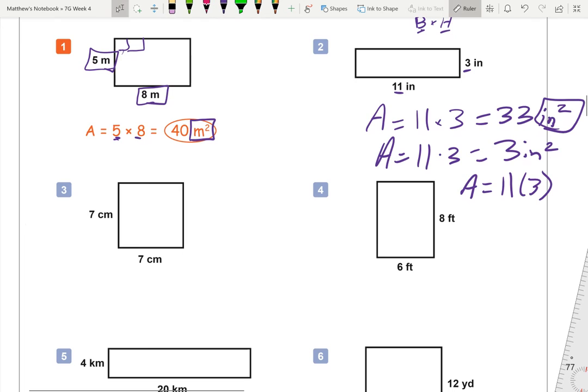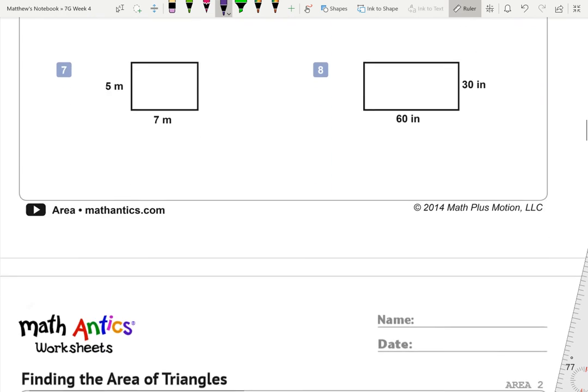All right. So go ahead and try problem 3. Pause the video, resume it when you're ready to go. All right, so we're back here, and we have area equals 7 times 7, and that's going to give us 49 centimeters squared. All right, and then you're going to do that for the rest of these problems here.